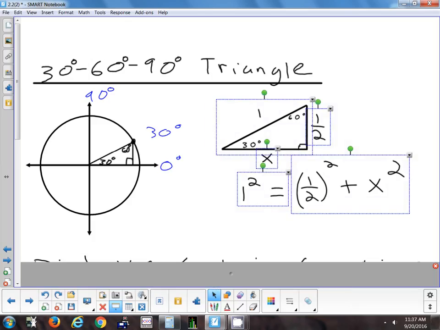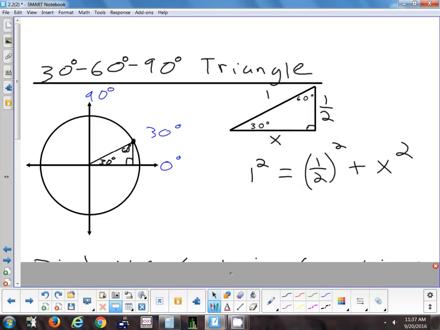So I'm just going to move everything up a little bit. Okay, so I get 1 squared is 1. What's 1/2 squared? How much is that? A quarter. Half of a half is a quarter. Plus x squared. Okay, bring that quarter to the other side, so subtract it. And what's 1 minus 1/4? 3/4. So I have 3/4 on the left, x squared on the right, and my last step. Yep, take the square root.